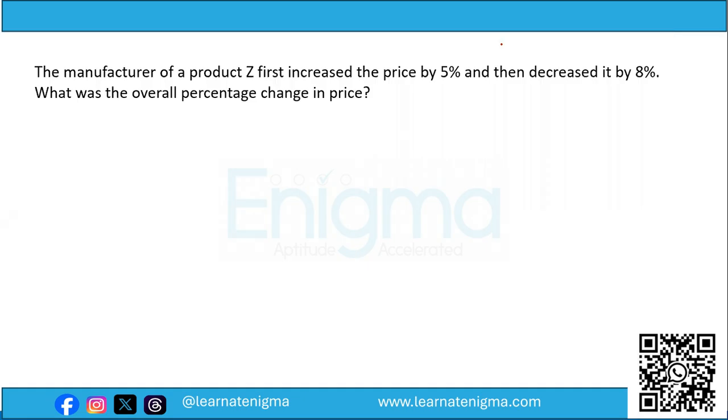The manufacturer of a product Z first increased the price by 5% and then decreased it by 8%. What was the overall percentage change in price?